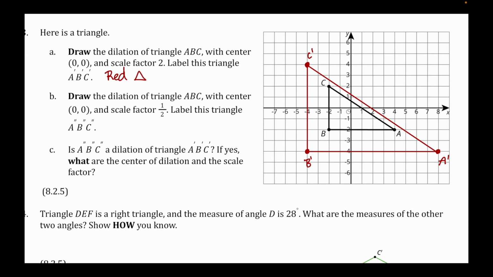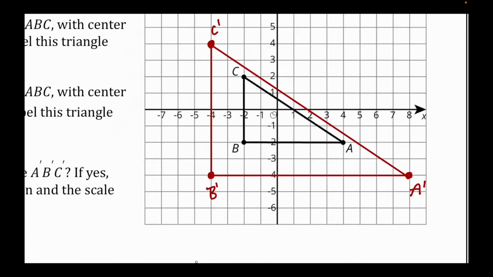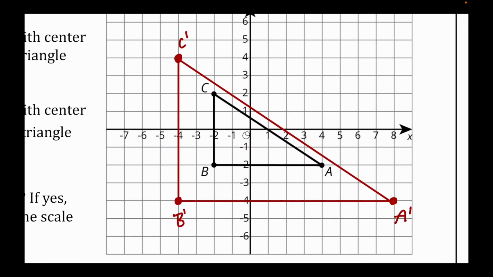I'm going to do this next one with blue. So we are supposed to draw the dilation with a center of 0, 0 and scale factor of 1/2. So that means that instead of going up 2 spaces and left 2 spaces, we only want to go half that amount. So we'll go up 1 and left 1 and put our point here. So my point for C double prime is going to be right there.